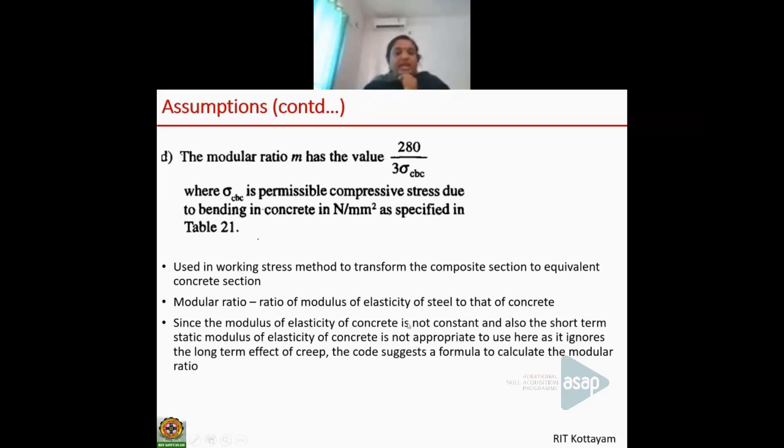Why? Because the modulus of elasticity of concrete is not constant, and also to take the effect of creep, shrinkage, etc., the code suggests using this formula for the calculation of the modular ratio. So you cannot simply take ES by EC as the value of modular ratio for the design of concrete in the working stress method of design. That is what this indicates.